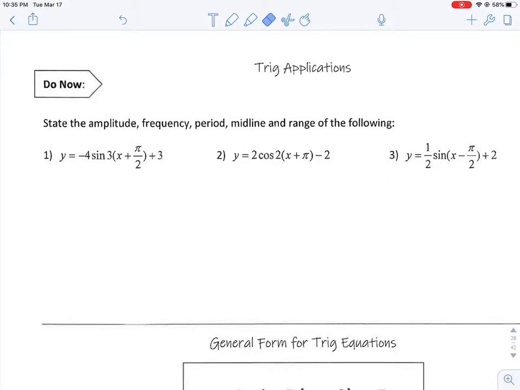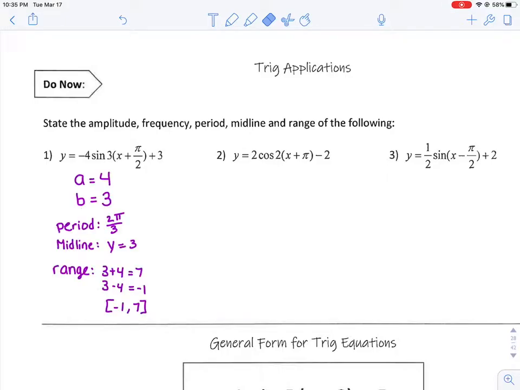All right, let's take a look at the first one. My amplitude is 4. My amplitude is not -4. Remember that our amplitude is always the absolute value of the number written in front of the function. My b value is the number in front of our x, so that is 3. Period is 2 pi over b, so 2 pi over 3. My midline is whatever that shift up is. So for this graph, it shifts up 3 units, so my midline is y equals 3.